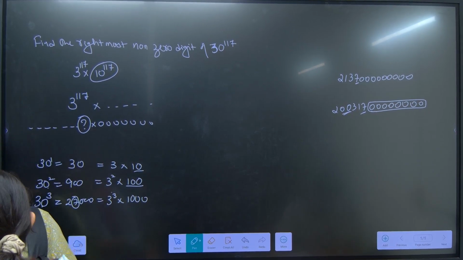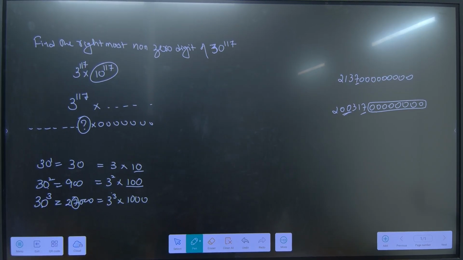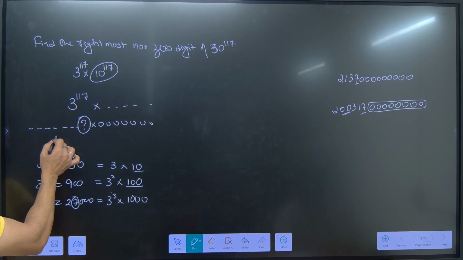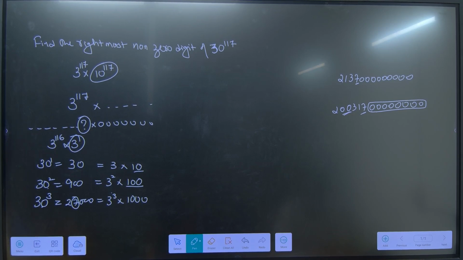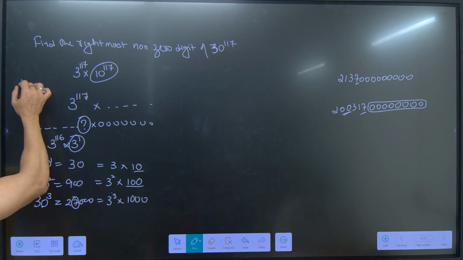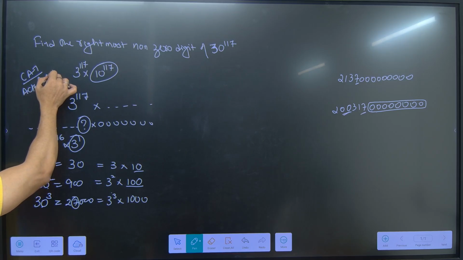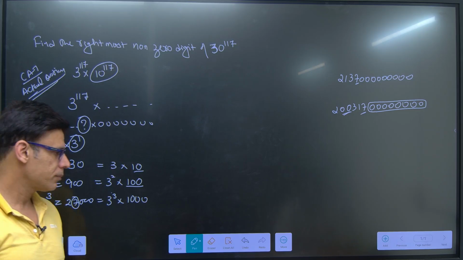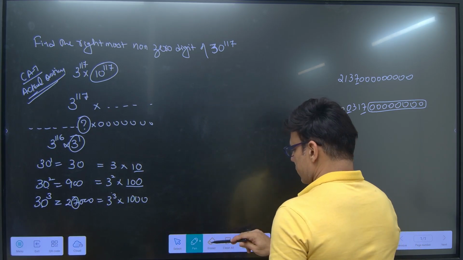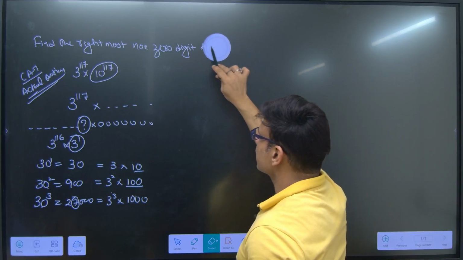3, right. Last digit is what? 3. You can break 3 raised to the power 117 as 116 into... remove all this, we only have to find the last digit, and the last digit is 3. Answer done. Right? Clear? Any doubt?